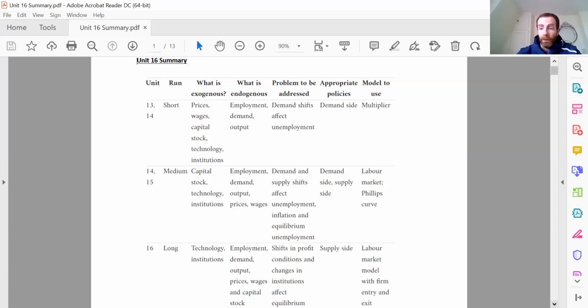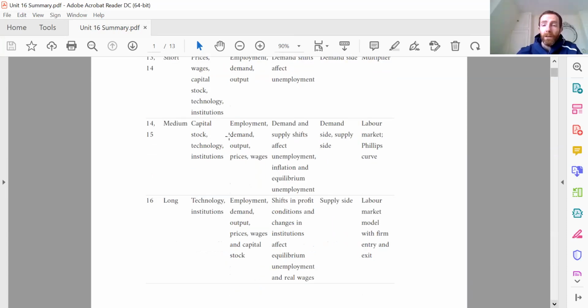Now in Unit 16, how we get to the long run is we now allow the capital stock, the amount of capital in the whole economy, to change. And the way that we do that is by allowing the number of firms in, let's say, a goods market, and therefore in a labor market, to change. We allow firms to enter and exit. And we imagine that each firm is bringing with it an amount of capital. And so that allows the capital stock to change.